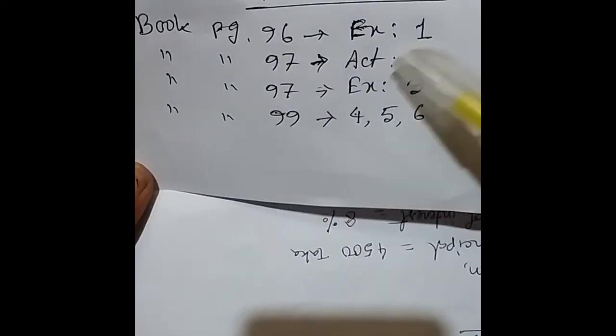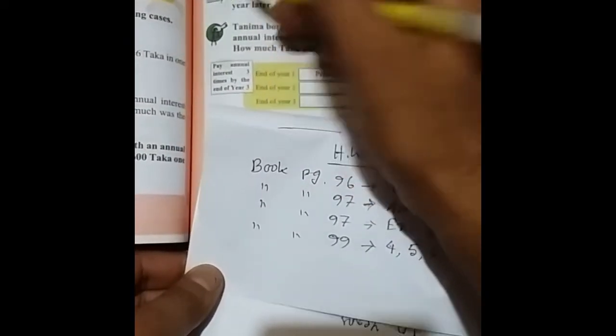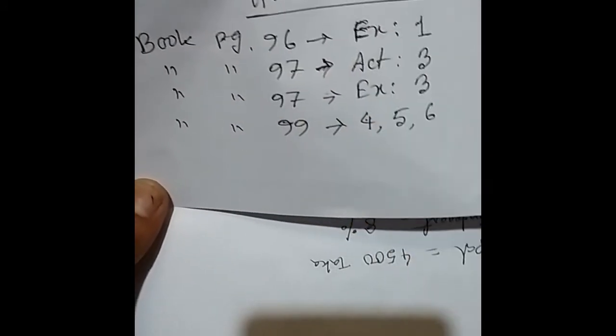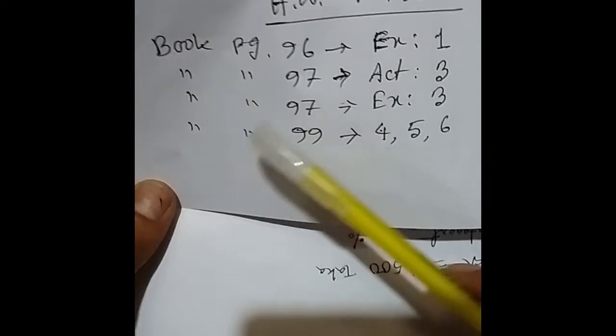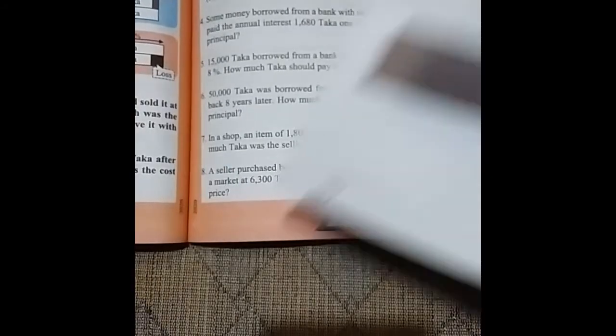So SW number 10: book page number 96, exercise 1. I know what is exercise. It's this sign called exercise. Always remember, this sign is called exercise, or this compass sign is called activity. So book page number 96, exercise 1, book page number 97, activity 3, book page number 97, exercise 3 also, and book page number 99, 4, 5, 6. I mean from the exercise you have to solve 4, 5, 6 by yourself.